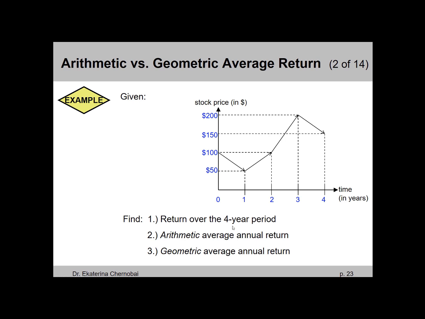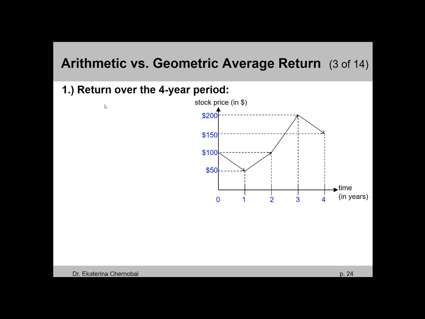Let's answer the following 3 questions. First, what is the return you made if you bought this share of stock over the next 4 years? Second question, let's calculate the arithmetic average annual return over this 4-year time period. And the third question is, what is the geometric average annual return? Let's start with question number 1. Return over the 4-year period.